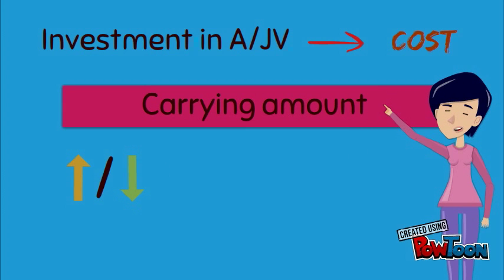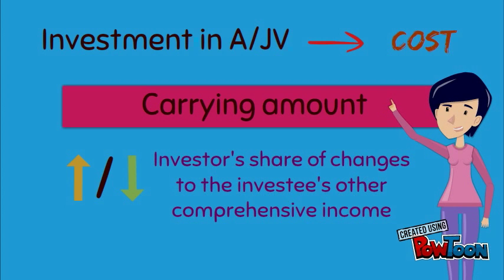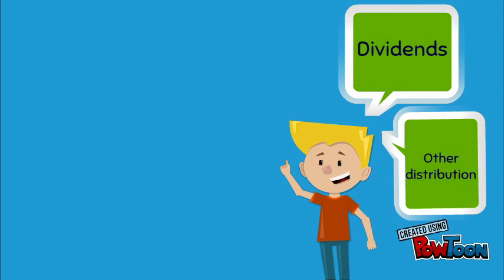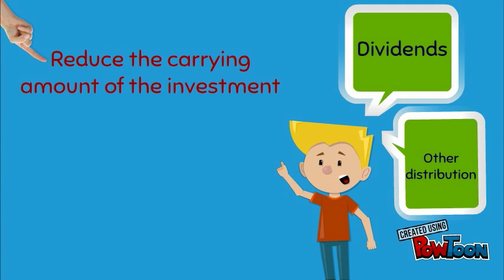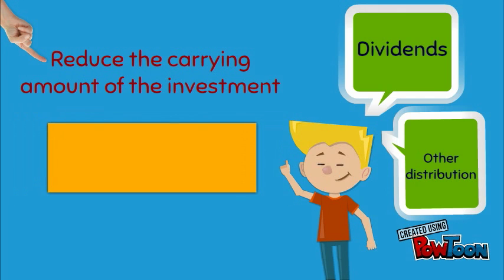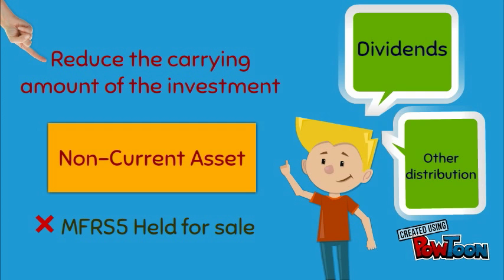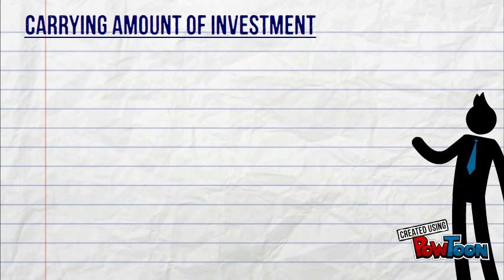The increases and decreases to the carrying amount of the investment will also include the investor's share of changes to the investee's other comprehensive income. This share will be recognized in the investor's other comprehensive income. Dividends and other distributions from the investee reduce the carrying amount of the investment. This value will be disclosed as non-current asset unless the investment is classified as held for sale in accordance with FAR 5.